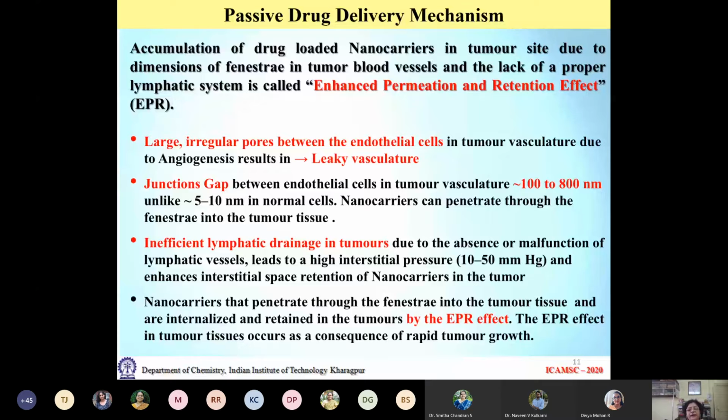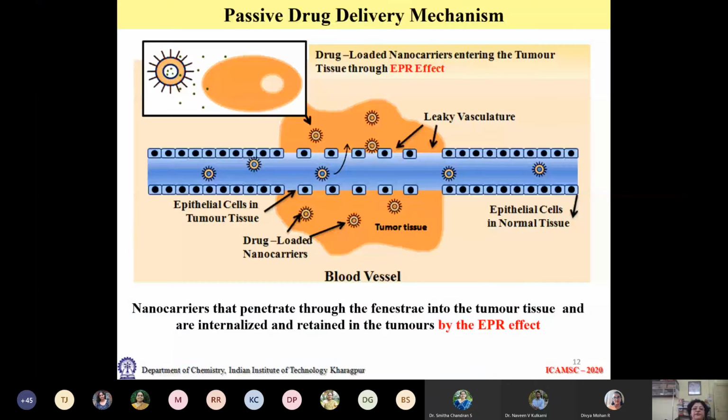Then we say it is a passive delivery. And this is how you can see the passive delivery. You see the leaky vasculatures of the cancer tumor sites, and this is the normal epithelial cell, and this is where you have the tumor, and this is the drug delivery carrier which you have designed, which is loaded with the drug, so they can accumulate.